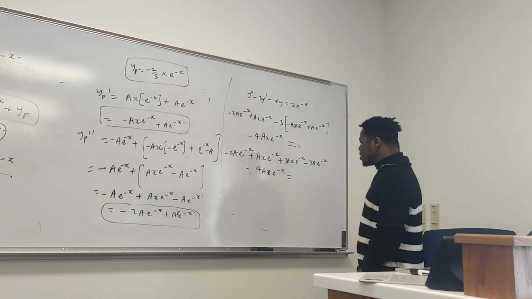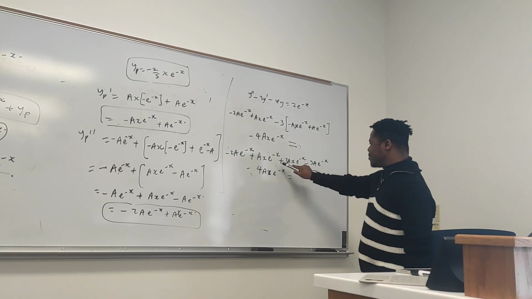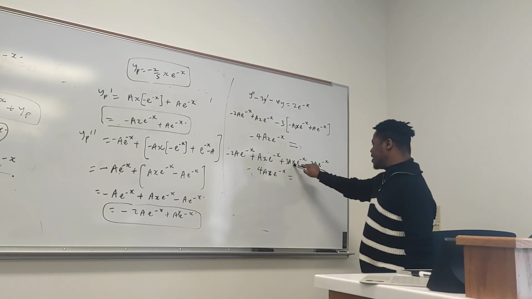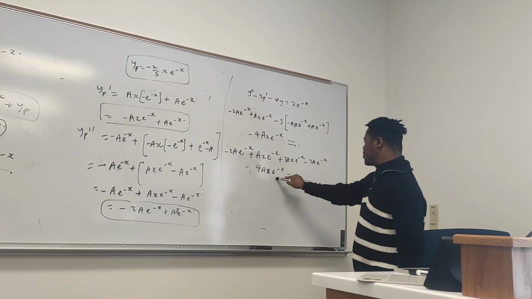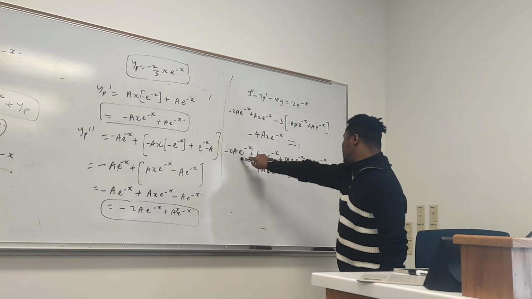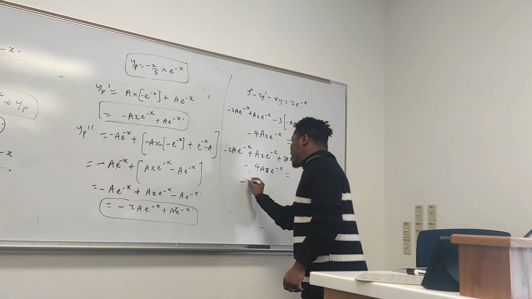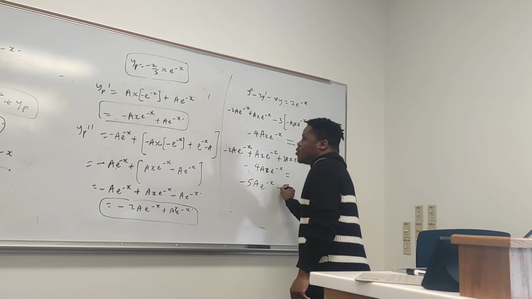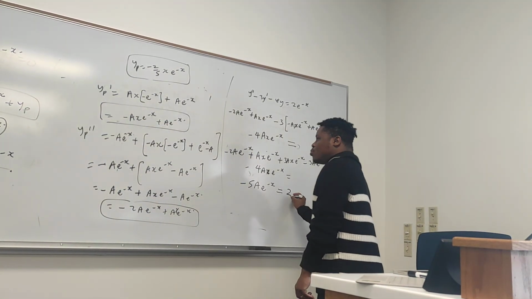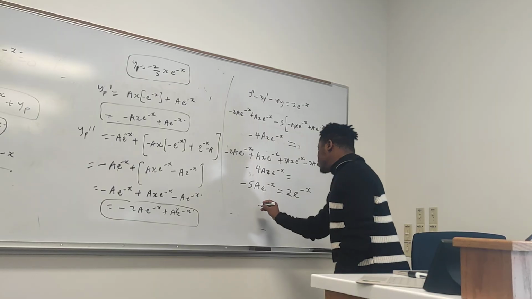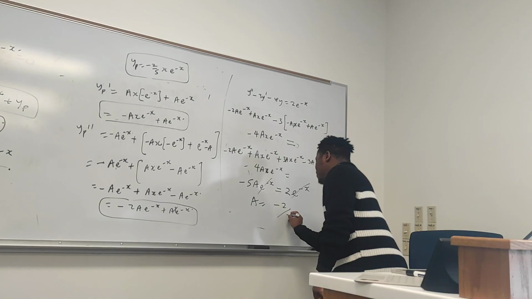Okay, so which cancel out? This is ax exponential negative x. 3ax exponential negative x. This becomes 4ax exponential negative x, right? Minus 4ax exponential negative x. So that cancels out. These three cancel out. Right. You have minus 2a exponential negative x minus 3a exponential negative x. That's minus 5. So you have minus 5a exponential negative x would be equal to, then you equate it to this guy here, 2e negative x. So a becomes minus 2 over 5.